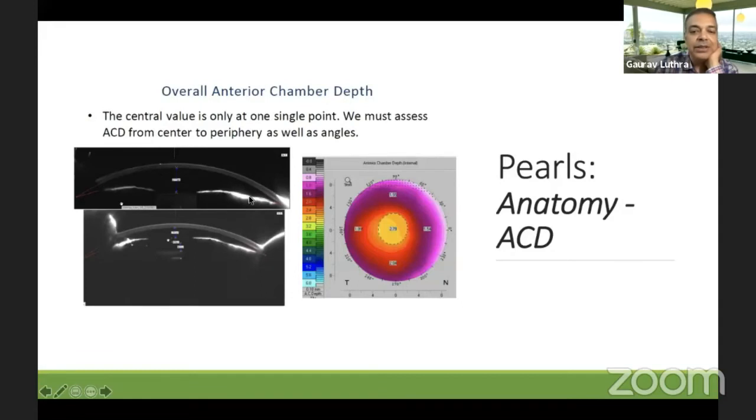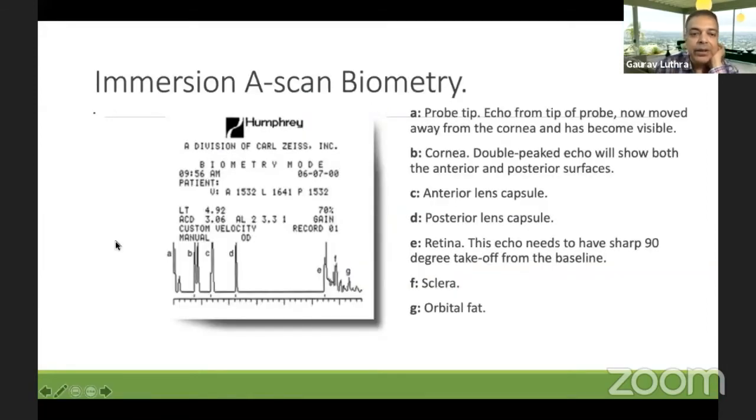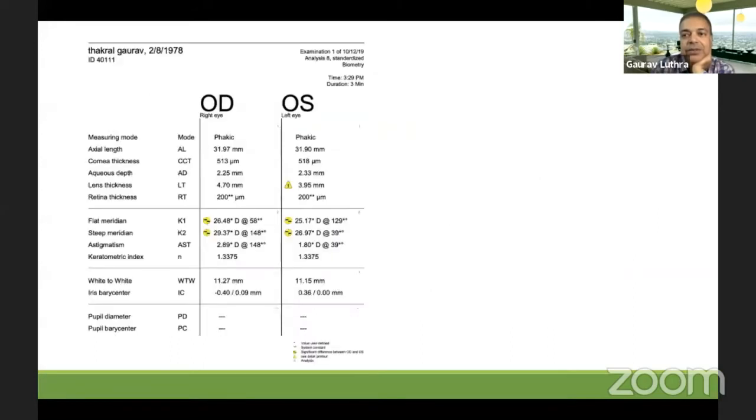And then it's not just the central thickness, which is measured in the center. You should be looking at the profile, because sometimes as the chamber goes to the periphery, the AC depth may vary and may be thinner than otherwise. And here I wanted to show you with this printout that it may show you an AC depth of 3.06 on the A scan. Now, this is not the AC depth which is from the endothelium, it's from the epithelium, and you would have to subtract the corneal thickness from here.